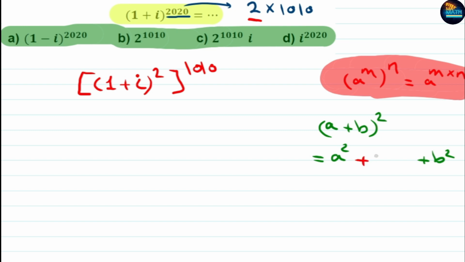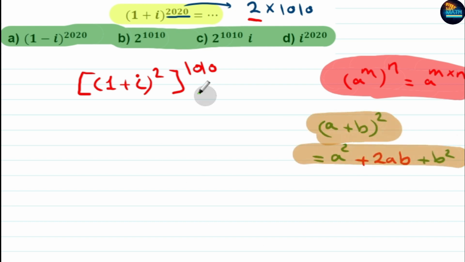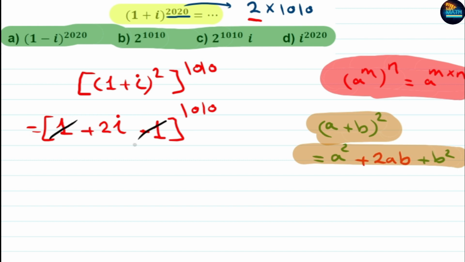And in the same way here, 1 times 1 is 1, and i to the power of 2 is negative 1. You remember? i to the power of 2 is negative 1. And here in the middle, you multiply the first term by the second term by 2. So 1 times i is i, and times 2 is 2i, plus 2i. Now, just doing the math, 1 minus 1 is 0. So it's 2i all to the power of 1010. But if you see here the multiple choice, you didn't see 2i to the power of 1010.